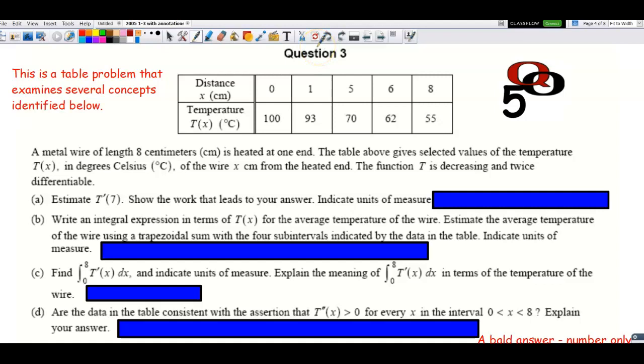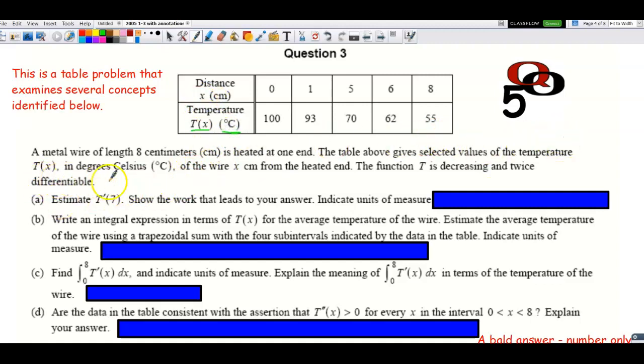Question number 3. Question number 3 is a classic table problem, and it involves several concepts. So let's read the prompt and then we'll take a look at the table. A metal wire of 8 centimeters is heated at one end. The table above gives selected values of the temperature, T of x, in degrees Celsius. So here's T of x, and T of x is not a rate.